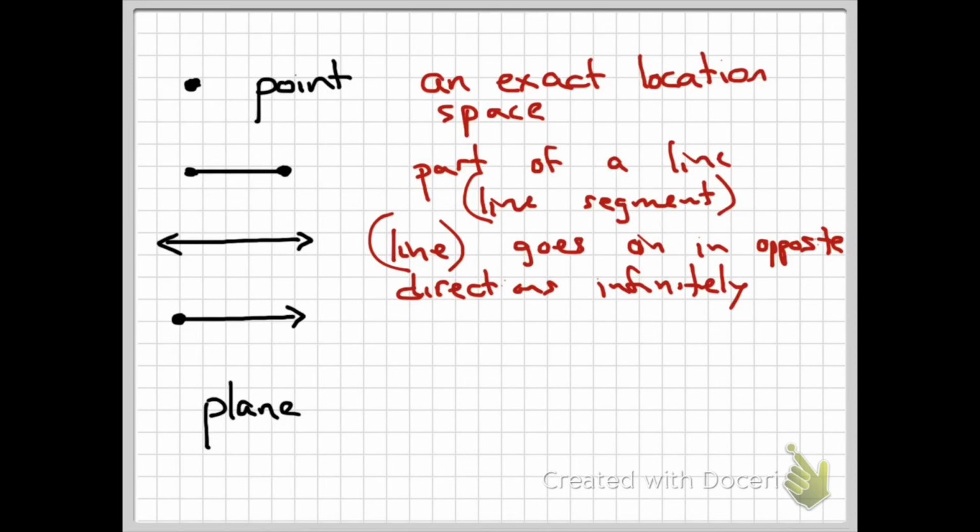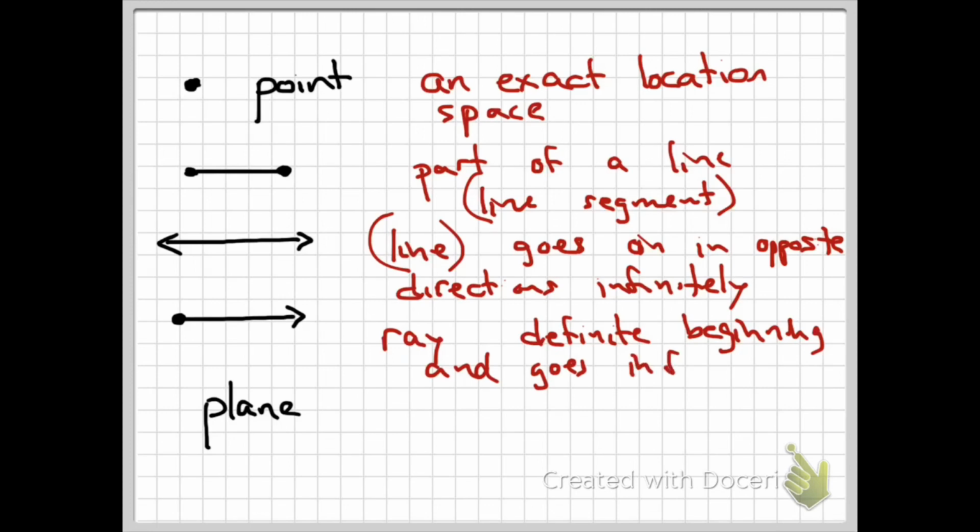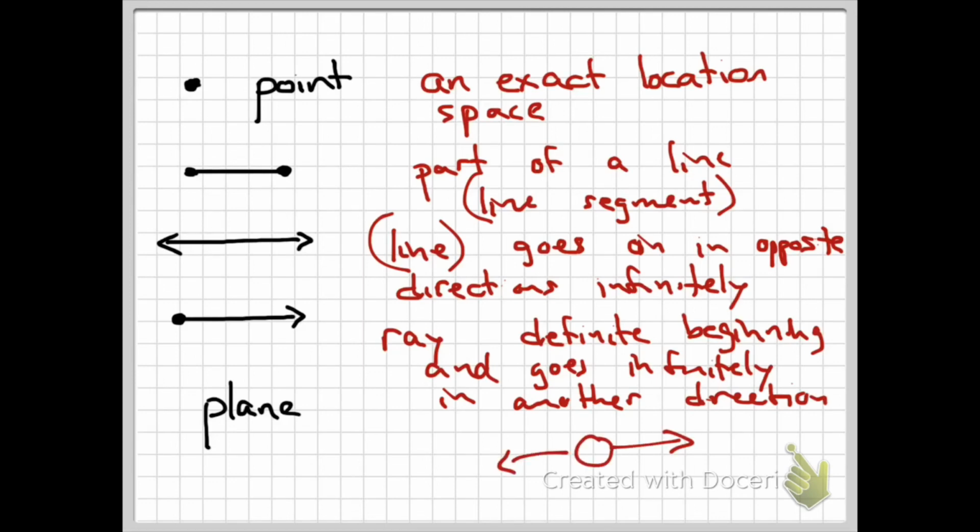The next one is what we call a ray. A ray is kind of a mix between a line segment and a line. So a ray has a definite beginning, I guess you could say, and goes on infinitely in another direction. The easiest way to remember this in real world terms is think of the sun. The sun has rays coming off of it that go out in all these directions infinitely.